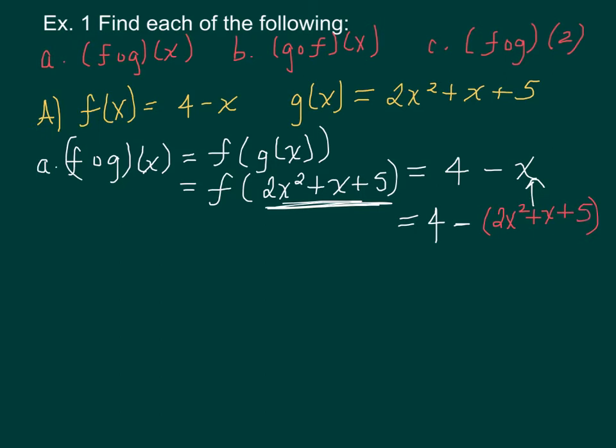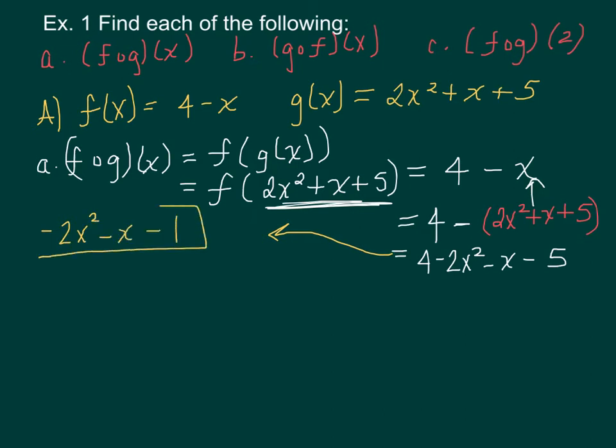So that's going to give us 4 minus 2x squared minus x minus 5. Combining like terms, our final answer, or simplified, would be negative 2x squared minus x minus 1. So basically what you're doing is you're taking two functions and you're composing them into one.